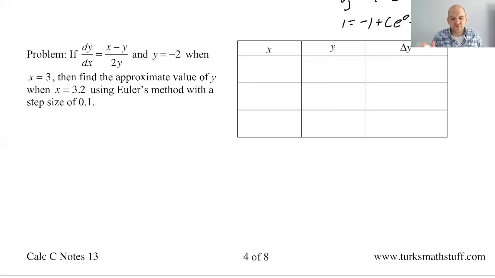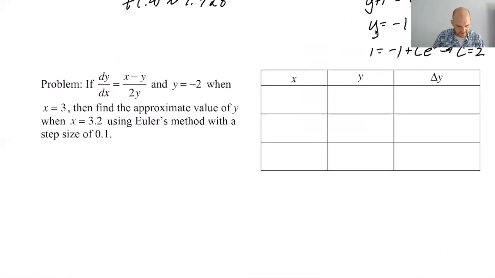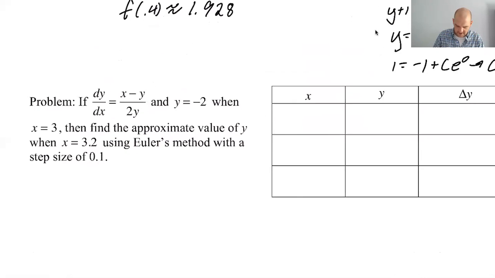All right, we're back. We're on page 4 of notes 13 of Calc C. We're talking about Euler's method, and we're just doing practice problems. Honestly, they're kind of annoying because of the decimals that are involved, but whatever, it's totally fine. So let's see if we can do this.